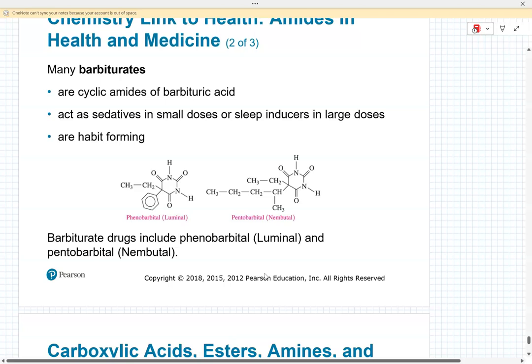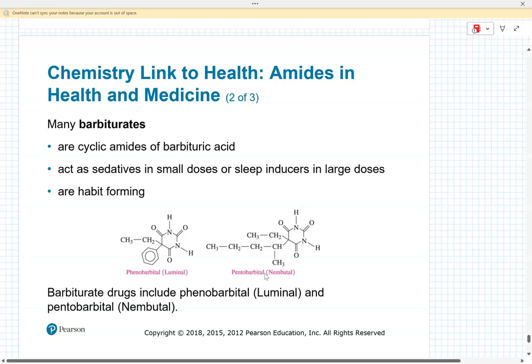Now you can see that a lot of nitrogen-containing chemicals serve as drugs. We've already mentioned painkillers, such as opioids. We mentioned amides, such as acetaminophen. This is another example of an important amide. Phenobarbital and pentobarbital.